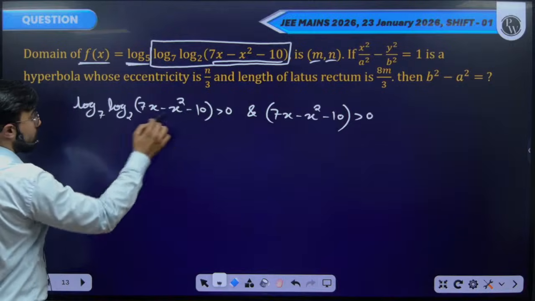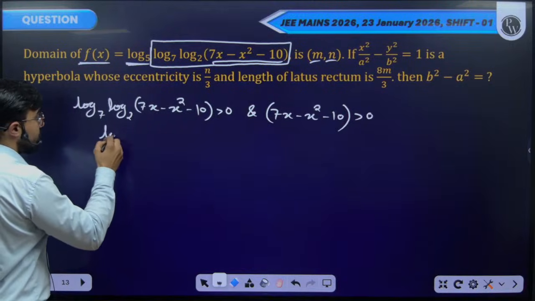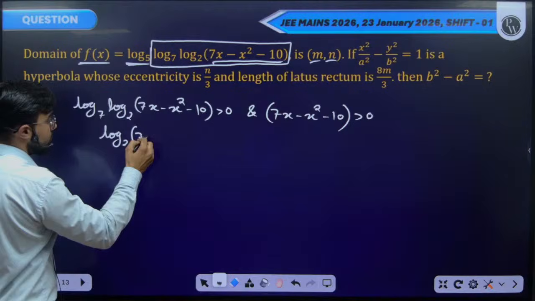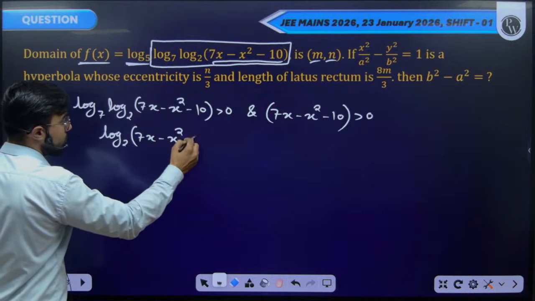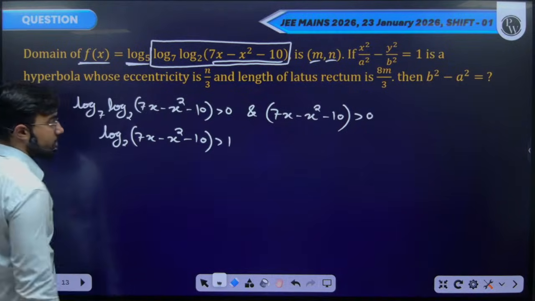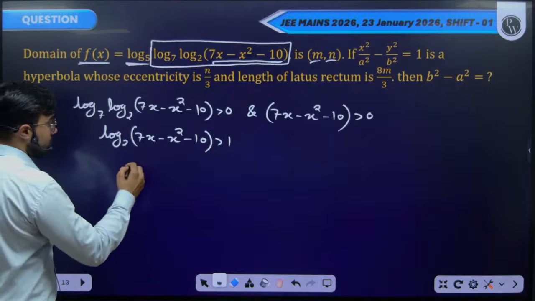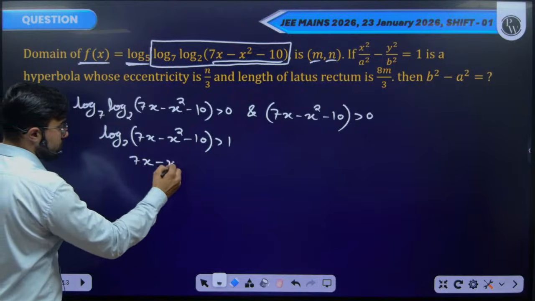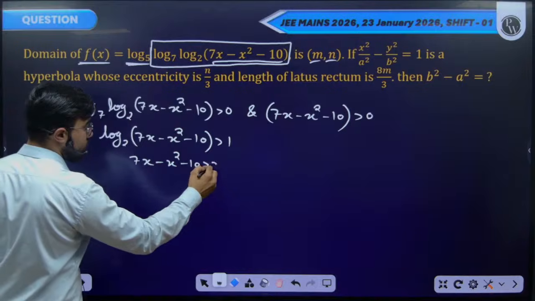So take this 7 to this side. The inequality doesn't change because the base is greater than 1, so you can write it directly. 7 power 0 is 1. Take this to that side. So this is 7x minus x square minus 10 greater than 2 power 1.